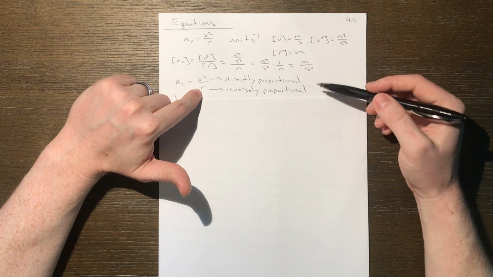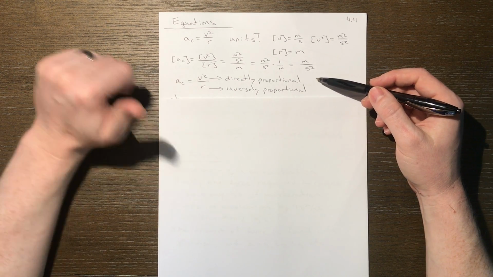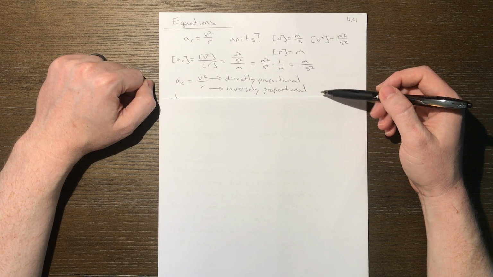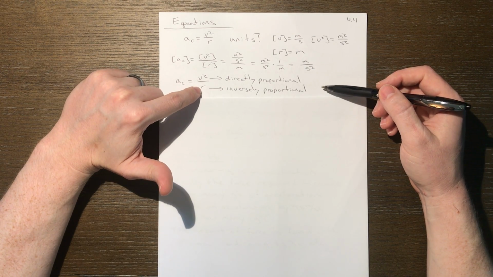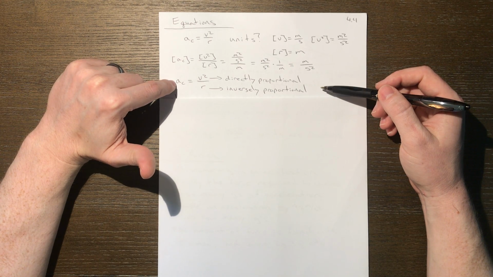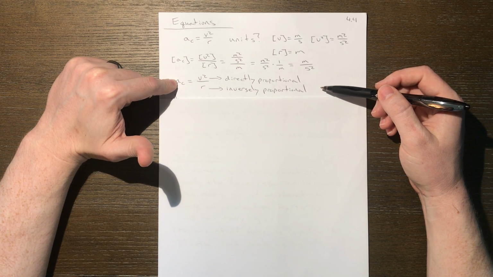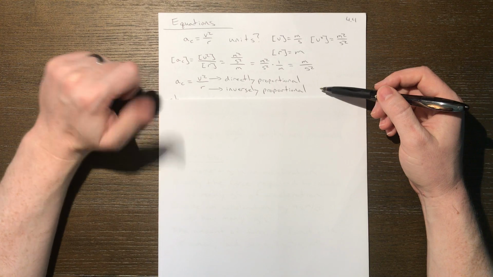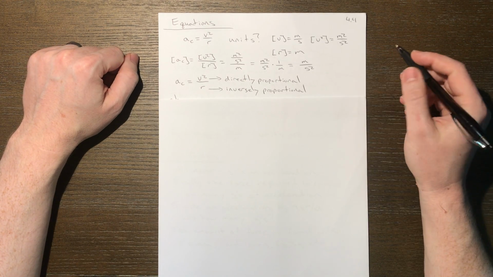That is, if the velocity increases, we need more acceleration to keep going in a circle. The radius is inversely proportional. It's on the bottom of the other side of the equation. So if our radius increases, our acceleration necessary to make a circle decreases. If r goes up, a goes down. That is why they are inversely proportional.